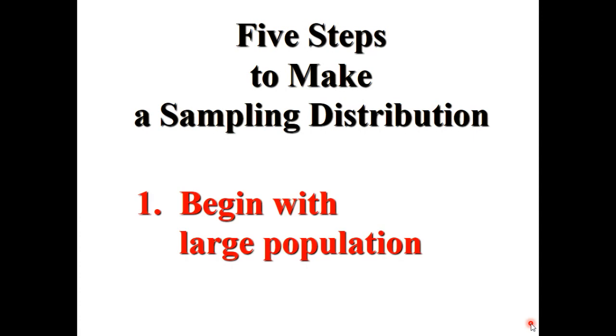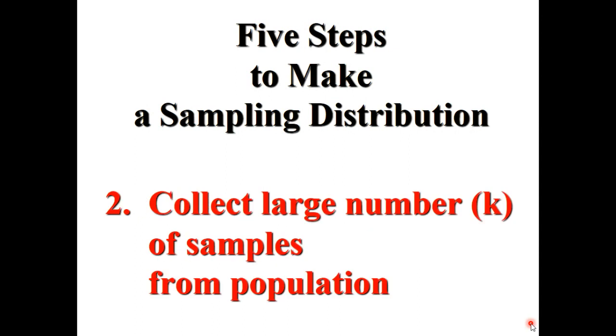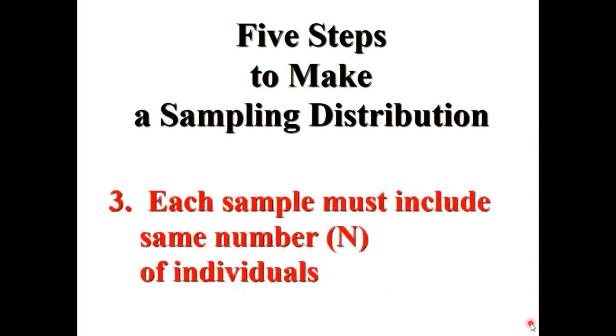First, we begin with a large population. In the Christina Green example we've been using, the population of East Virginia is 8 million people. That's the large population we start with. The second step is to collect a large number of separate samples from that population. For instance, in our example, we imagine we collect 700 samples of voters from the population of East Virginia voters. K is the number of samples we choose. So in our example, K equals 700.